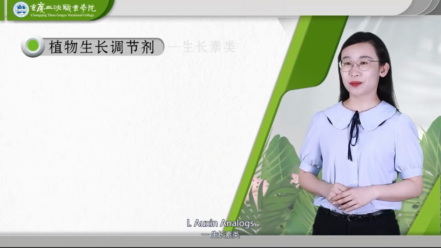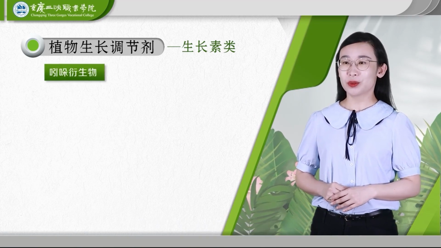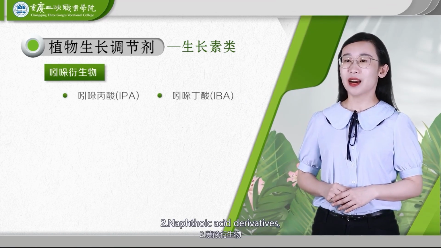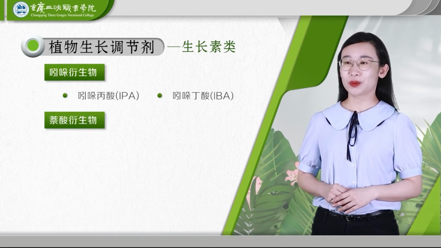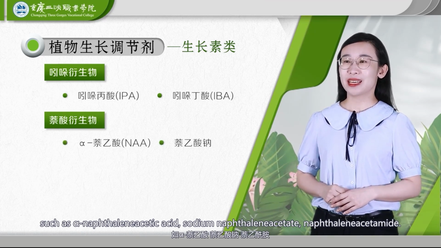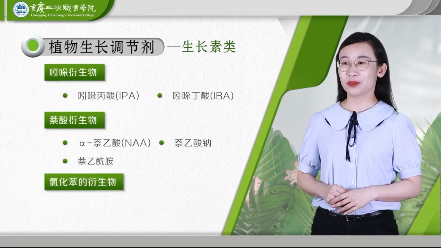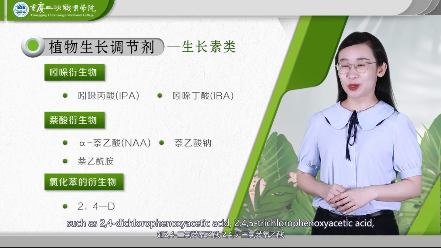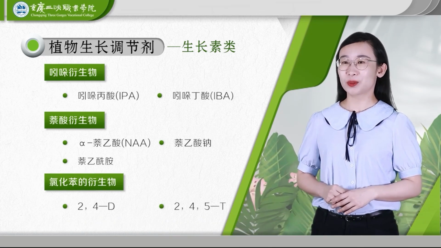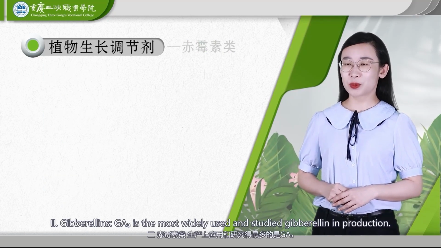First, auxin analogs. 1. Indole derivatives structurally similar to auxin, such as indole-propionic acid, indole-butyric acid. 2. Naphthoic acid derivatives, such as alpha-naphthalene-acetic acid, sodium naphthalene acetate, naphthalene acetamide. 3. Chlorophenoxy derivatives, such as 2,4-dichlorophenoxyacetic acid, 2,4,5-trichlorophenoxyacetic acid, 4-iodophenoxyacetic acid, etc. 2. Gibberellins.